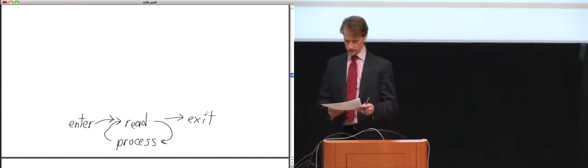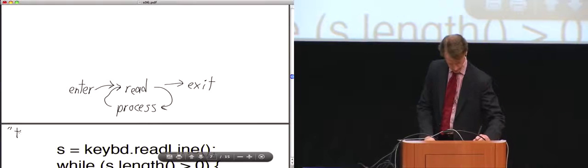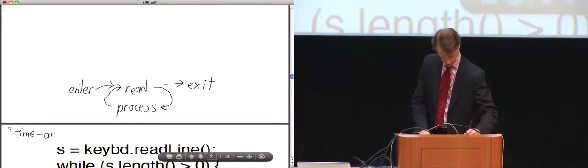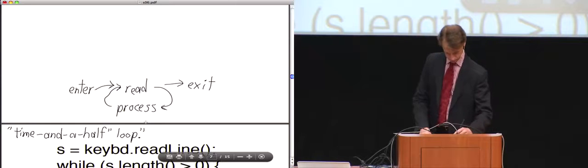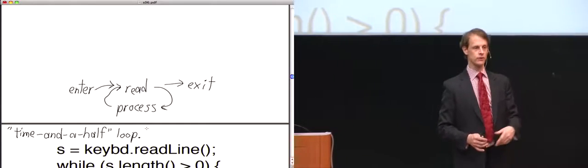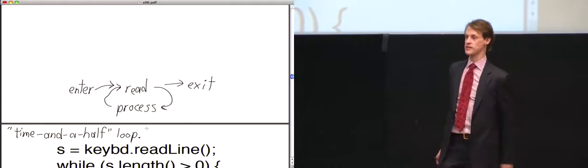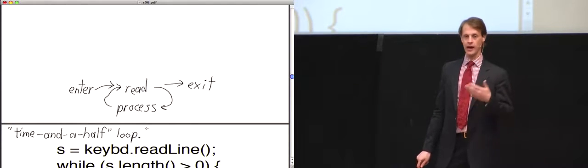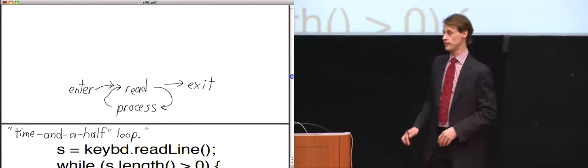So when you want to do this, you're trying to get something called a time and a half loop. The reason it's called a time and a half loop is because you literally want to run the loop 1.5 times, or 3.5 times, or 12.5 times. You want to run the entire iteration a certain number of times, and then the final iteration, you want it to stop early.